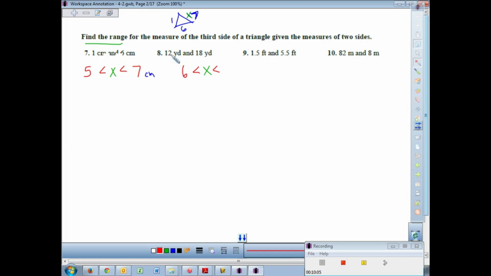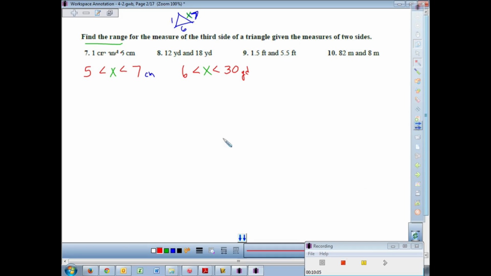Does that make sense? And how do you get the bigger boundary? You add them together. What's 12 plus 18? 30. Then the label, you just put it once. It goes off to the right. Yards. That third side could be anywhere that's less than 30 yards, but at the same time greater than 6 yards. Sound all right with that?